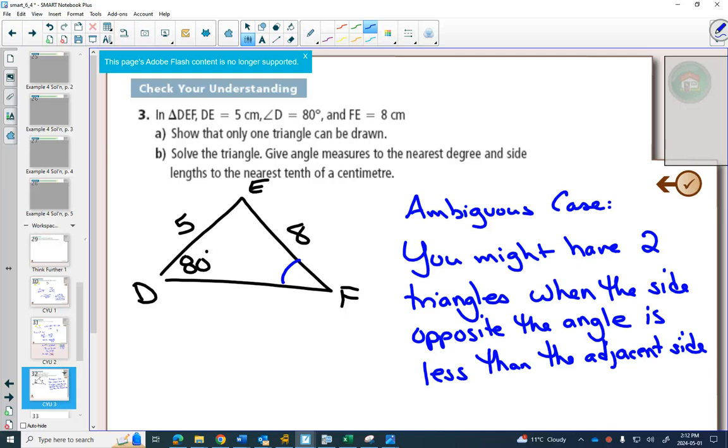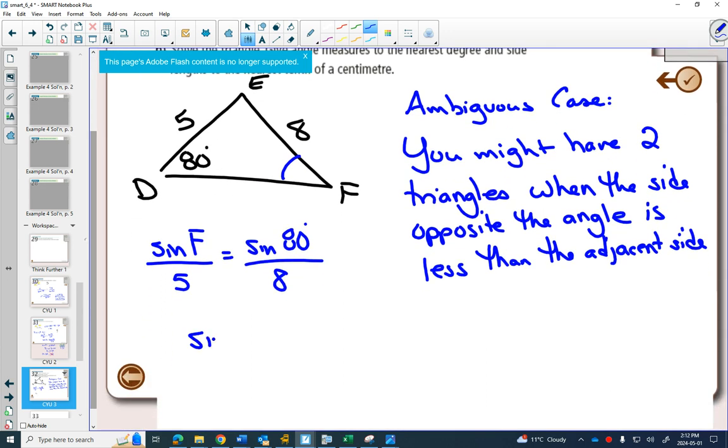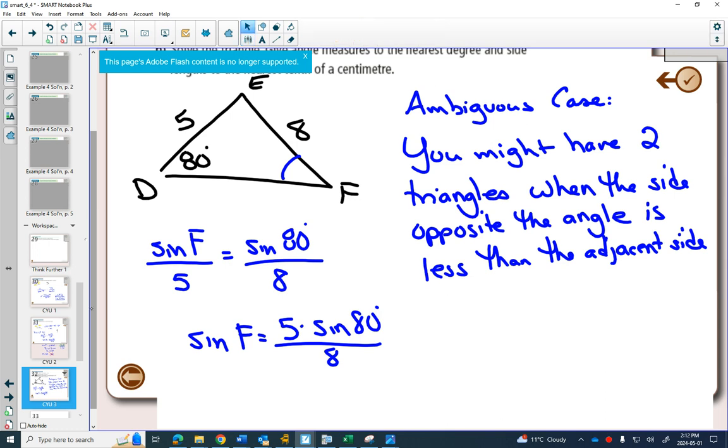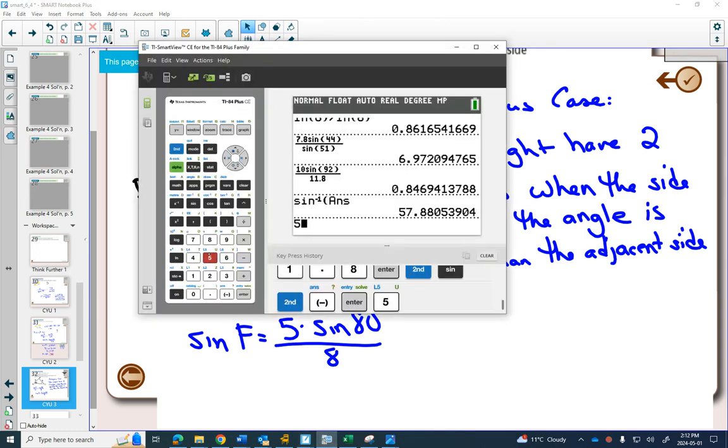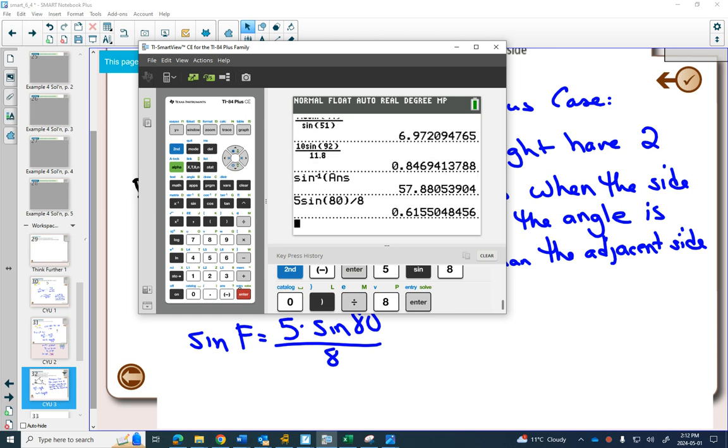So if I want to find angle F, I could write sine of angle F over 5, because the 5 is opposite the F, would have to equal sine of 80 over 8. And I can get sine of F by itself by multiplying both sides by 5. Type that into my calculator. 5 sine 80 divided by 8, 0.6155.